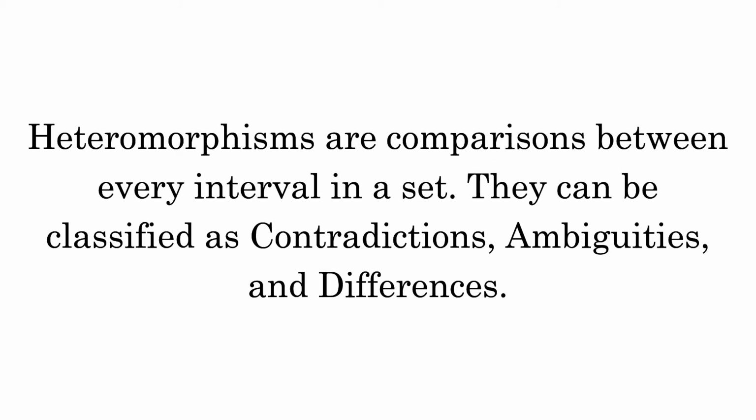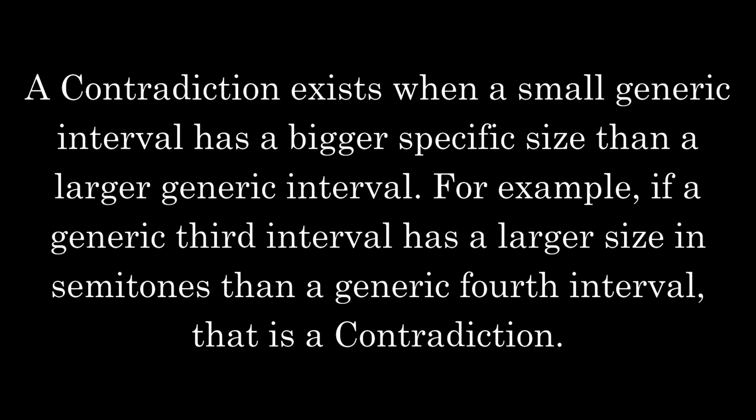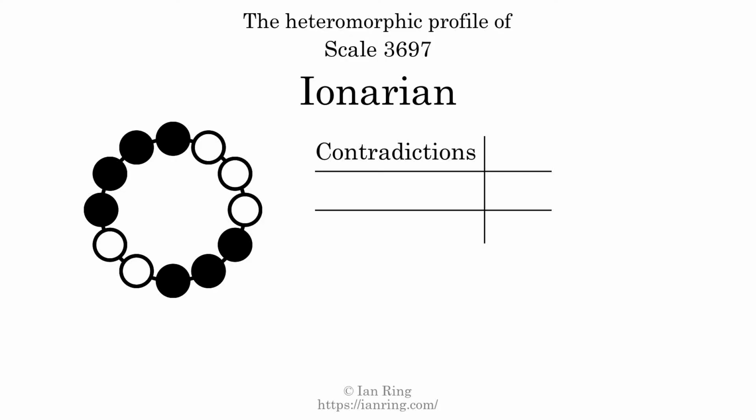Heteromorphisms are comparisons between every interval in a set. They can be classified as contradictions, ambiguities, and differences. A contradiction exists when a small generic interval has a bigger specific size than a larger generic interval. For example, if a generic third interval has a larger size in semitones than a generic fourth interval, that is a contradiction. The number of contradictions in this scale is 22.